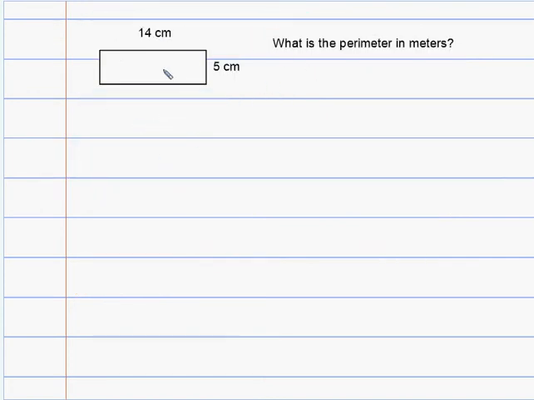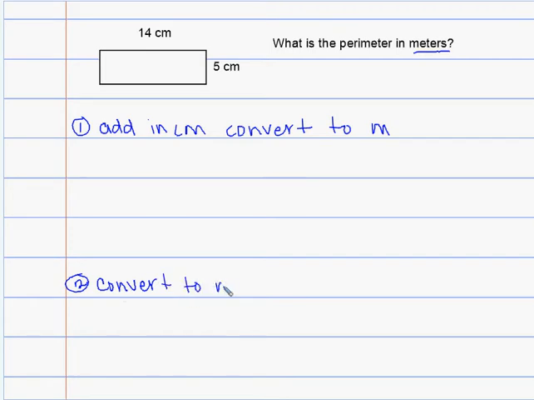Here's a rectangle with dimensions in centimeters, and it says what is the perimeter in meters. Okay, now there are 2 ways to approach this problem. First way would be to add in centimeters and then convert to meters. And the second way will be to convert to meters, then add. So we have 2 different ways we can solve this problem.